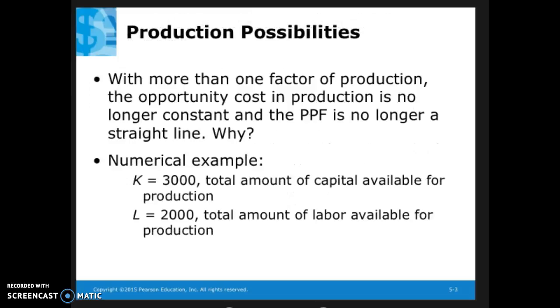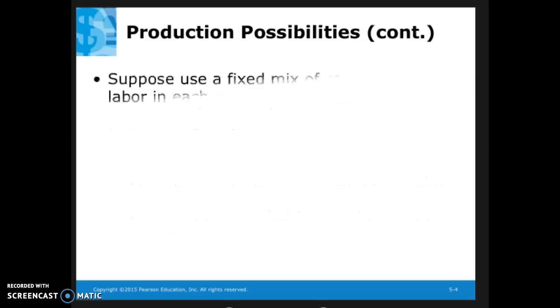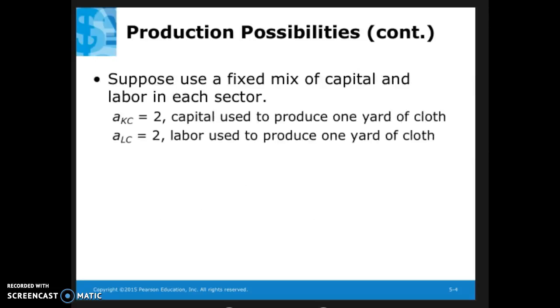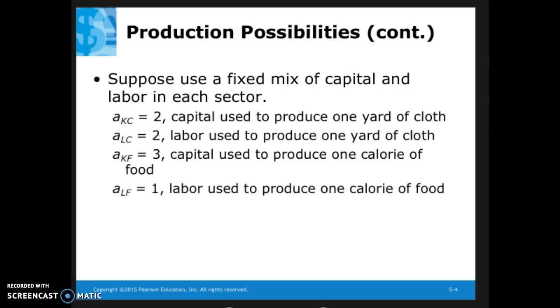So, let's look at the production possibilities. With one more factor of production, opportunity cost is no longer constant, and the PPF is no longer a straight line. So why? Well, let's take a numerical example where capital equals 3,000, which is the total amount of capital. Labor equals 2,000, which is the total amount of labor. So suppose we use a fixed mix of capital and labor in each sector. Capital used to produce 1 yard of cloth equals 2, and labor used to produce 1 yard of cloth equals 2. Capital used to produce 1 calorie of food is 3, while labor used to produce that 1 calorie of food is 1.